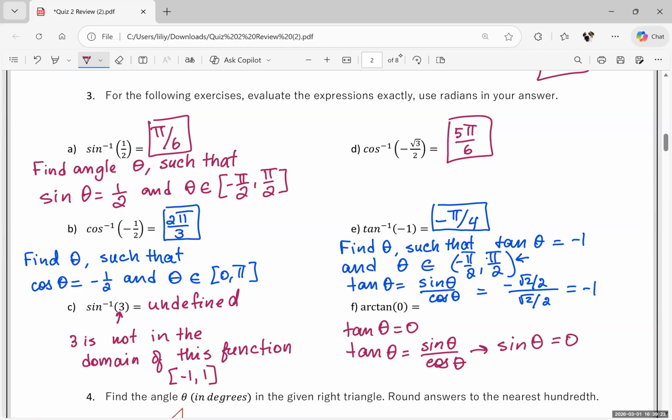Now, sine is 0 at 0 on the unit circle, at 0 or pi. But pi, it's the same interval. Pi is not in this interval, so we cannot use pi. This has to be just 0.